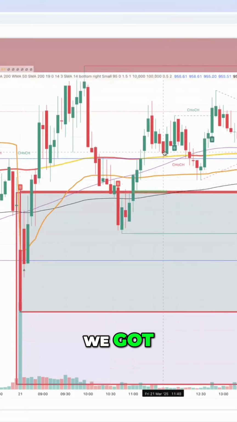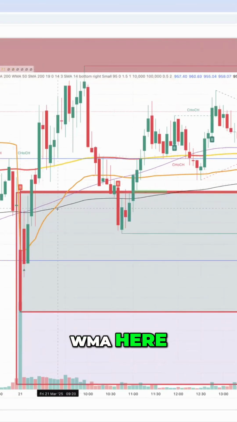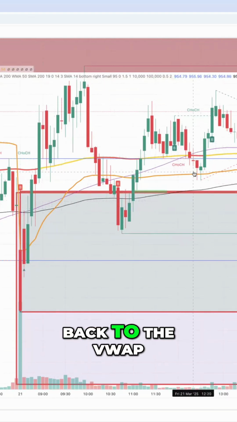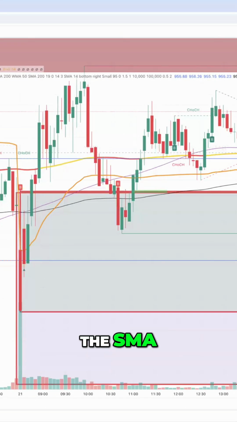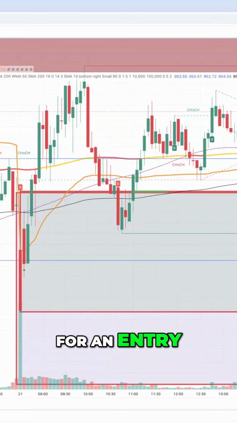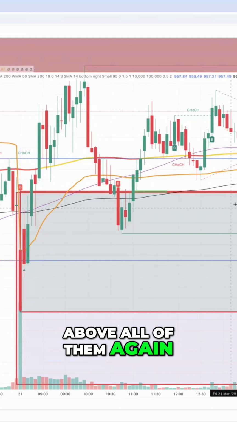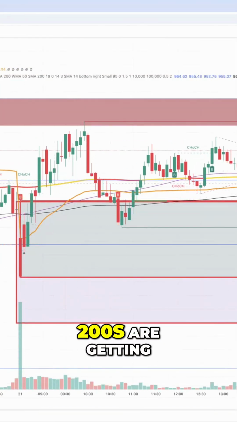So we got stuck on top of the WMA here. We bounced off the WMA here. We didn't even come down and touch the EMA, right? But then we come back to the VWAP, came back right above the SMA, grinded on top of the WMA, lost VWAP, and bounced off the EMA for an entry, and we pushed back up and got back above all of them again. So you see all that price action that the 200s are getting.